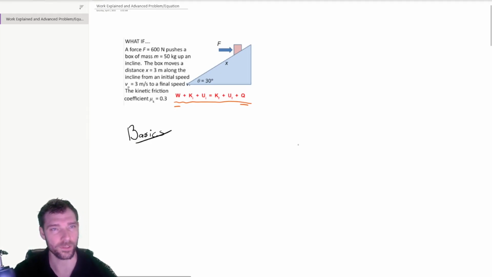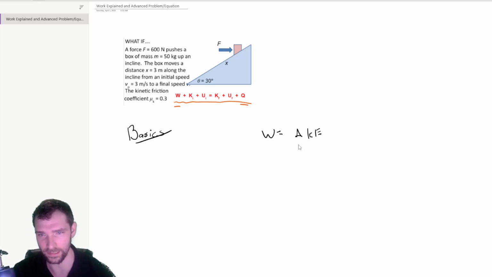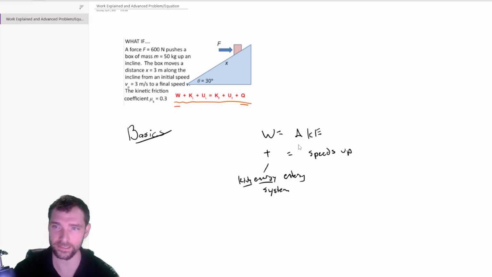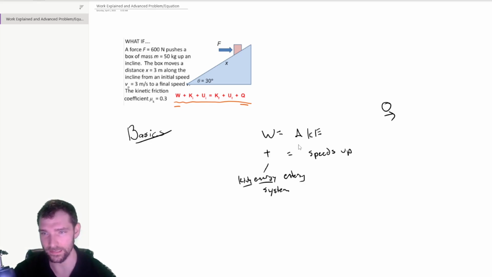A lot of people think work is related to just energy, but work is technically related to kinetic energy. So if we have a positive change in kinetic energy, like if something speeds up, then it has had positive work done on it. So kinetic energy is entering the system when we have this positive change in kinetic energy. You could have a ball that's having some force applied to the side, and that's going to be over some sort of distance.